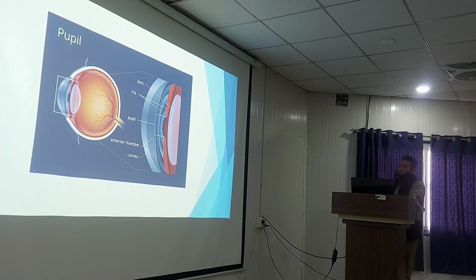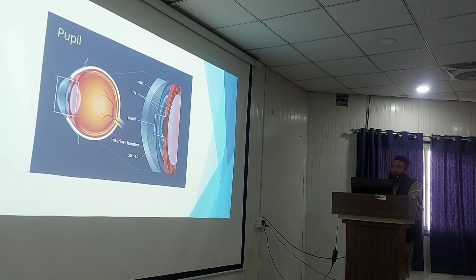So here we can have an overview of the eye anatomy as well. So this is the cornea, this is the anterior chamber, this is the iris, this is the pupil transected, and this is the posterior chamber. The posterior chamber of the eye is very small. The area between this lens and this iris is called posterior chamber.